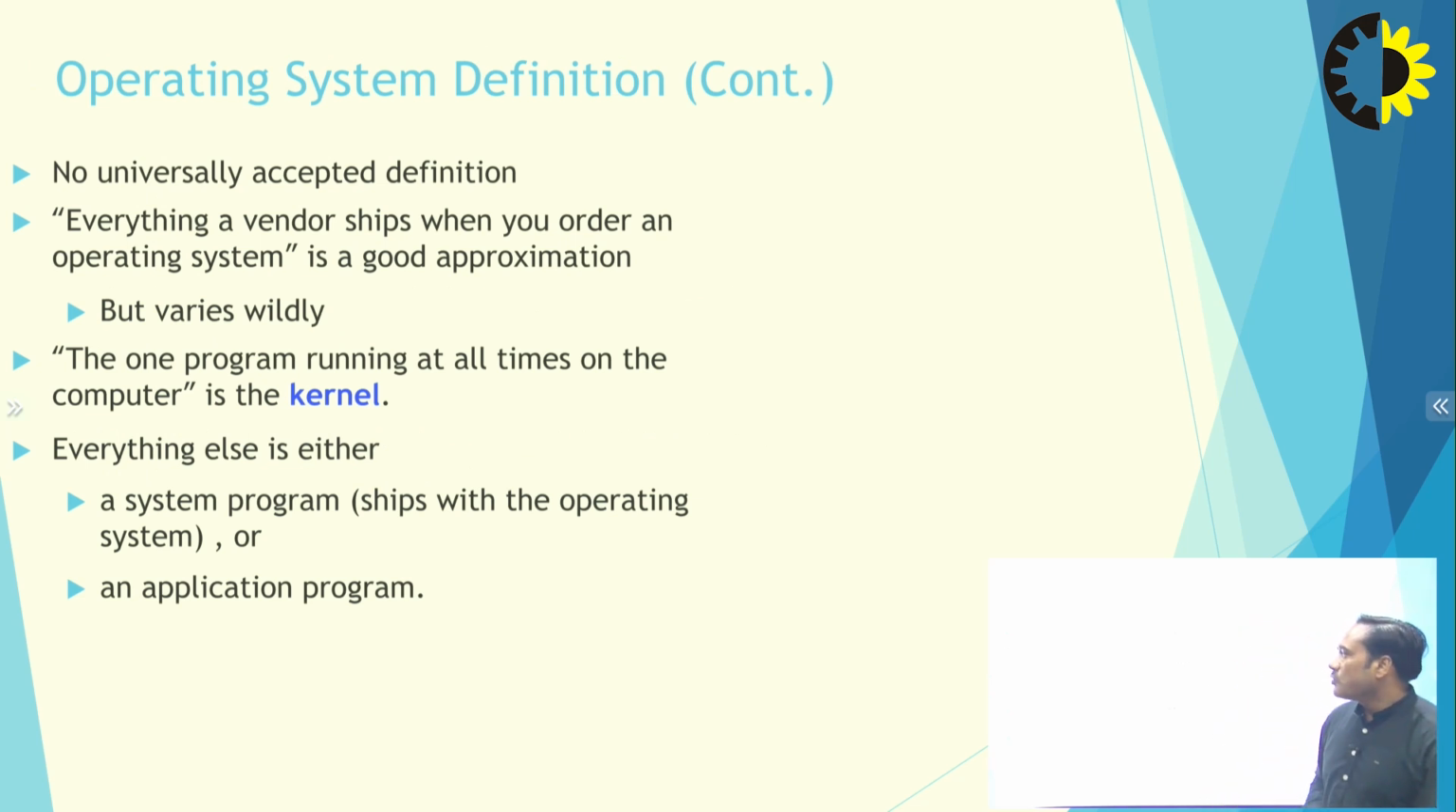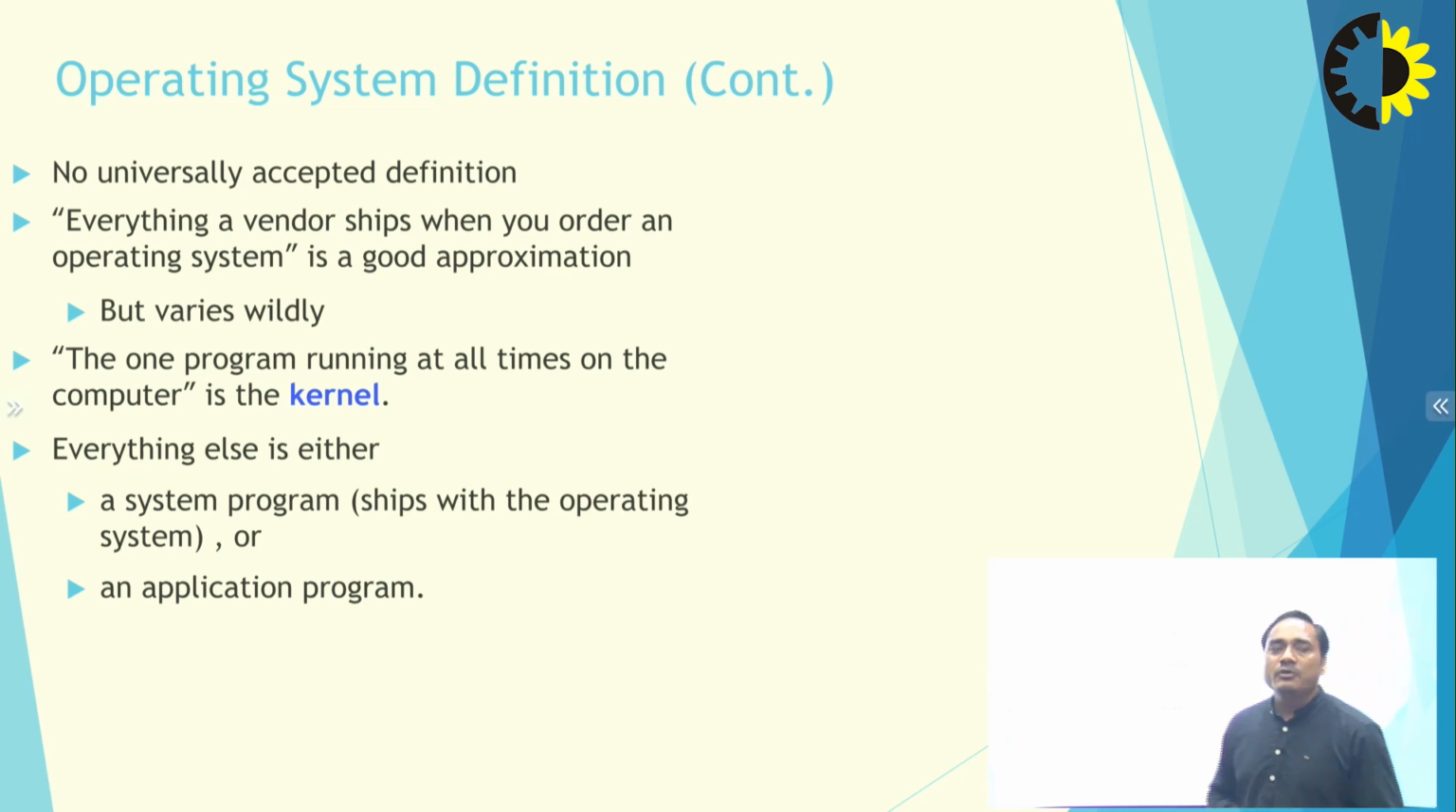Now, what is the operating system definition? The operating system sits between the user and the hardware, and everything a vendor ships when you order an operating system is a good approximation. It means that when you demand an operating system, it depends on what kind of quotation or demand you put to the vendor. As per the requirement, you can use a server based operating system, a desktop PC, or a network based PC.